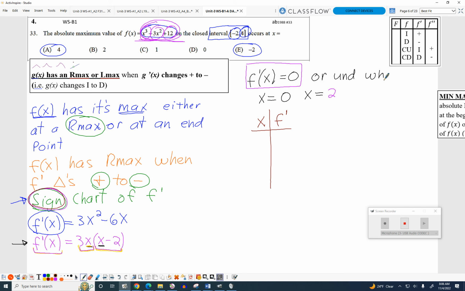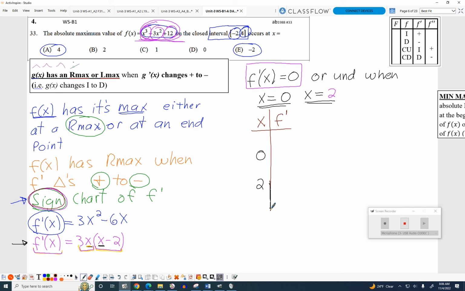Why did they want you to find that? Say again. Why did they want you to find where f prime equals 0? Gotcha. 2 points for Preston. The reason I do that is when I start charting f prime, where I start is with these two x values. So I go in order, so 0 comes before 2. Leave a little space because we need some numbers in between.